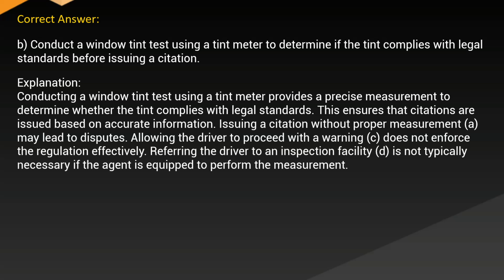Issuing a citation without proper measurement, A, may lead to disputes. Allowing the driver to proceed with a warning, C, does not enforce the regulation effectively. Referring the driver to an inspection facility, D, is not typically necessary if the agent is equipped to perform the measurement.